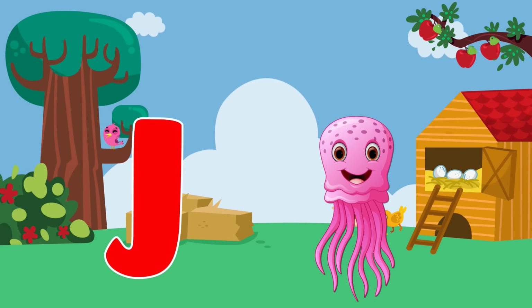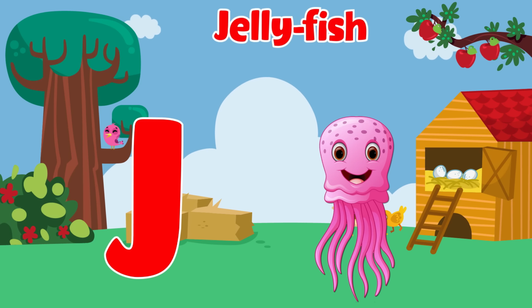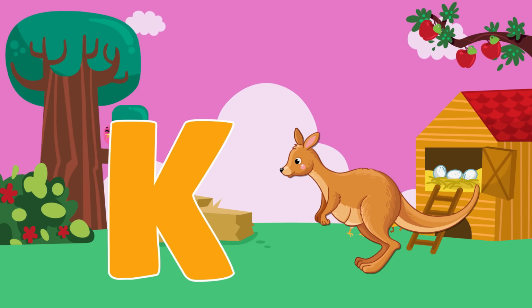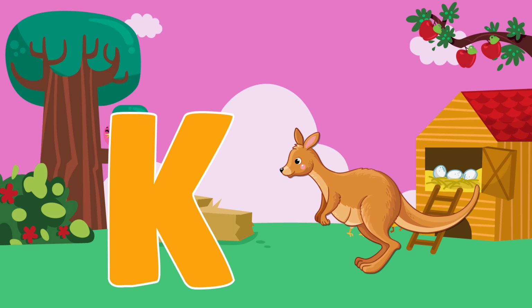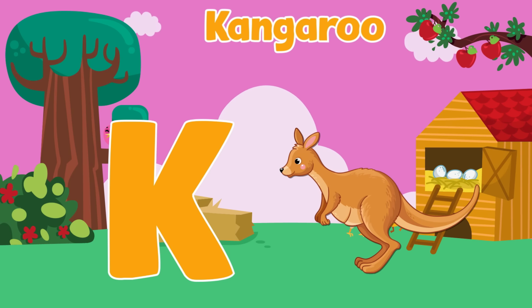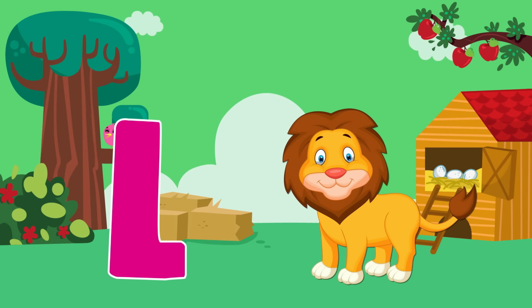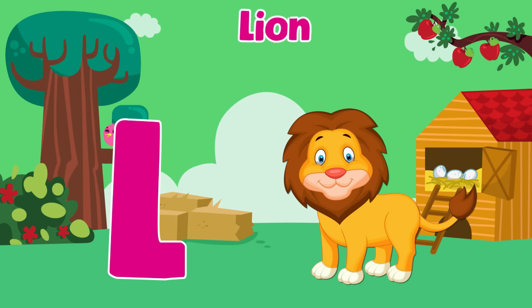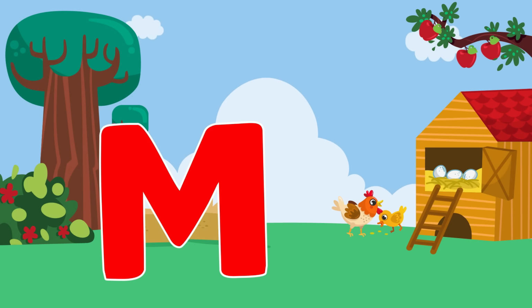J, j, jellyfish. J, jellyfish. K is for kangaroo. K, k, kangaroo. K, kangaroo. L is for lion. L, l, lion. L, lion. M is for mouse.